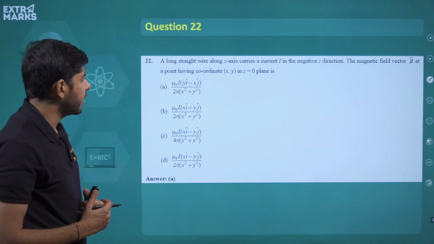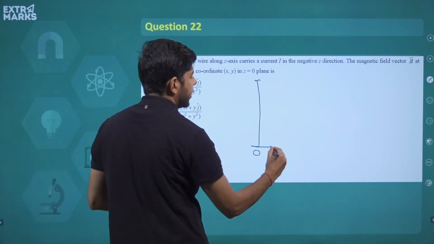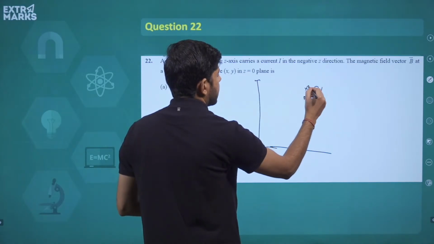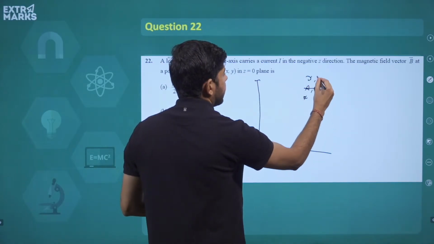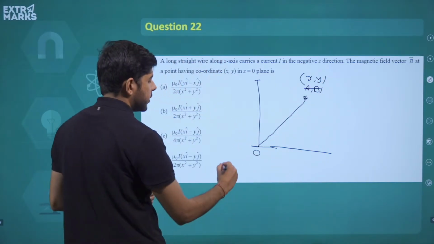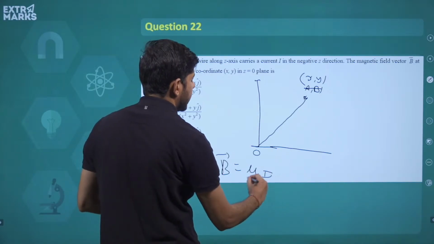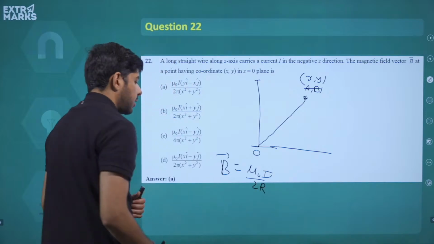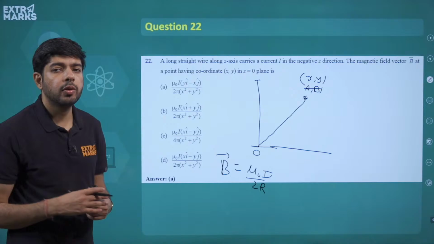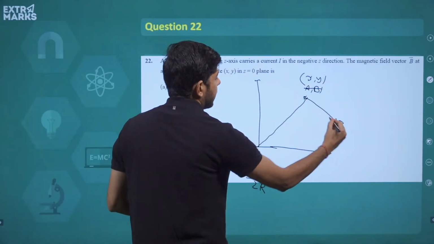Okay, next one. Magnetic field vector at any point. So guys, they are saying that this is my origin, and there is a point a comma b, or x comma y. Okay, let's say x comma y. And where is the magnetic field? We should know the formula of magnetic field. First of all, the value is mu naught I by 2r, due to a straight wire, that is your magnitude. But what about the direction? The direction of magnetic field is going to be perpendicular like this.